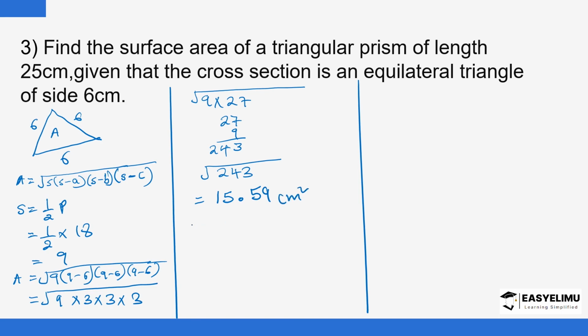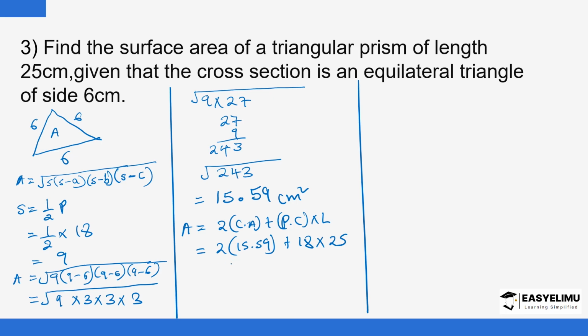So our formula for total surface area will be twice the cross sectional area plus perimeter of cross section, and then you multiply by the length. So this is 2 into 15.59, and then you add perimeter of the cross section, which is already 18. You multiply by the length. What was the length? 25.